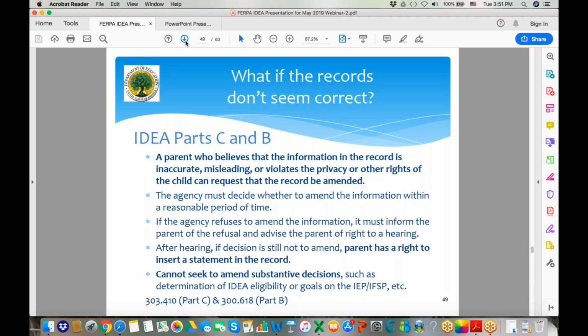If after the hearing, the decision is reached to not amend the record, the parent still has a right to insert a statement in the child's record. I want to pause just to note that this is a right to correct inaccurate records, not to amend a substantive decision. For example, in the FERPA context, this isn't to change the letter grade on the report card. In the IDEA context, it's not to change the determination of IDEA eligibility that's been reached or goals on the IEP or IFSP. It's really if there's something believed to be inaccurate. Next slide, please.